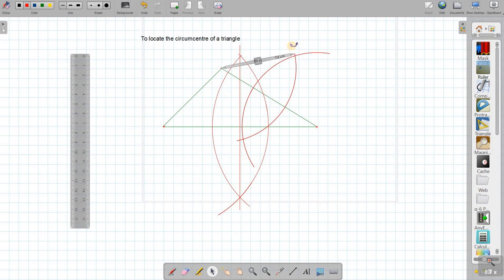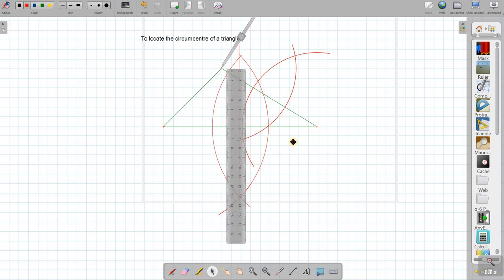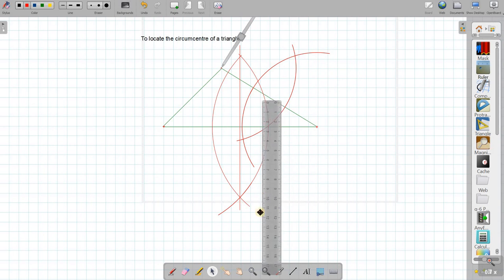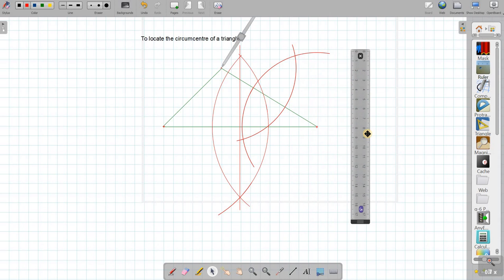See, the two arcs intersect here. So I got the next line also. I'll have to connect the points of intersection of the two arcs, and it is the second perpendicular bisector.